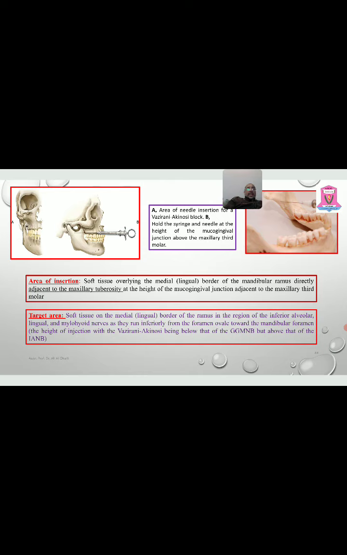The target area is the soft tissue on the medial border or medial side of the ramus in the region of the inferior alveolar nerve, lingual, and mylohyoid nerves, as they run inferiorly from the foramen ovale toward the mandibular foramen.